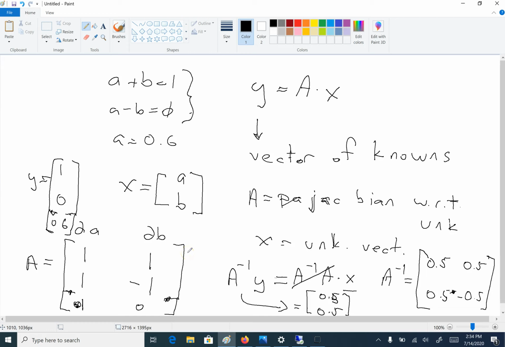What happens to a matrix when it's not a square matrix? It can't be inverted. So we have to find a different solution than A inverse y. And this is the idea, and this is how the least squares solution was developed.